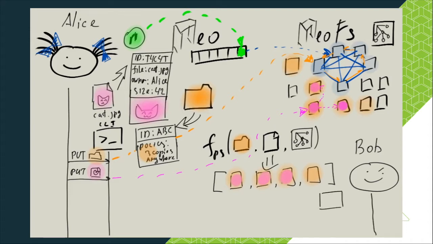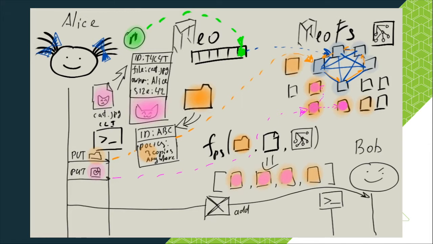Let's see how Bob would get it. To let Bob retrieve the cat, Alice sends him a letter with the cat's address. An object address consists of a container ID and an object ID. To find the object by address, Bob uses the NeoFS CLI and issues a GET request with the address from Alice.